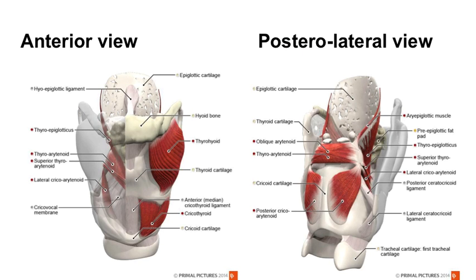Again, the anterior view and the posterior lateral view. The anterior view shows the relationship of the various structures. Behind is the epiglottic cartilage, and this is the hyoid bone. This is the thyroid cartilage, and this is the cricoid cartilage. In between the thyroid cartilage and the cricoid cartilage is the cricothyroid membrane. The cricothyroid membrane height is about 1 cm, with a width of about 2 to 2.5 or 3 cm.